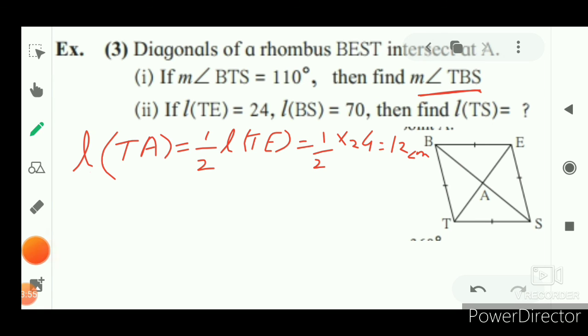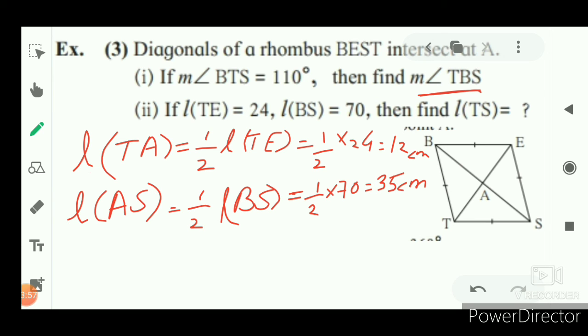In the same way, we can calculate the length AS. This length AS is half of the whole diagonal BS, because the diagonals bisect each other. Diagonal BS is given as 70 centimeters in the question, so half into 70 gives 35 centimeters. So we have to find out the length TS. Consider the triangle TAS.